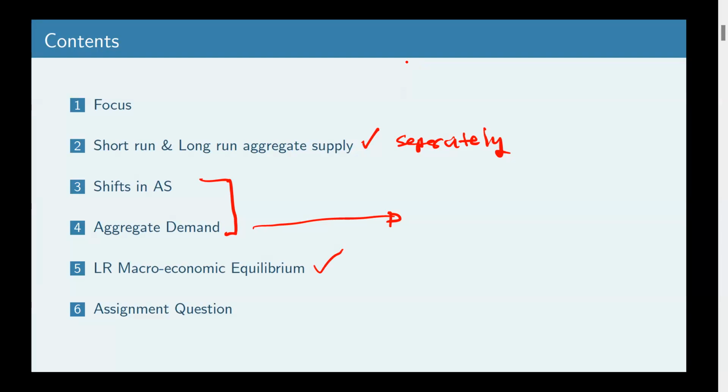And then after that, I'm going to show you how you can approach the assignment question, specifically the one that deals with aggregate demand and aggregate supply. Okay, I hope my roadmap is clear for everyone, so that I don't want you to get lost.